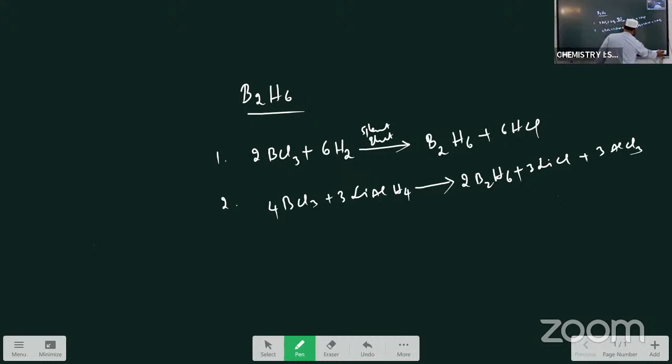ये reactions हैं उनके. यहाँ पे देखिए 2BCl3 plus 6H2 लेना है, B2H6 plus HCl, 4BCl3 plus 3LiAlH4 gives 2B2H6, diborane form हुआ, and 3LiCl and 3AlCl3. These are the two preparation methods, and other preparation methods are also there. These two are enough. ये दो याद रख लीजिए, बस हो जाता है. Next, structure of diborane, फिर उसके बाद chemical properties of diborane.